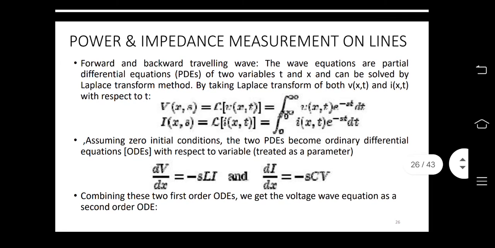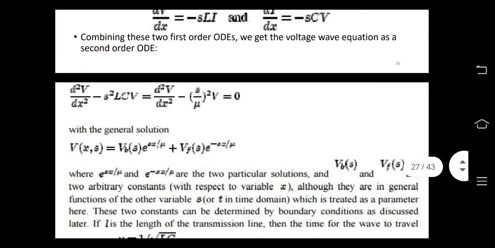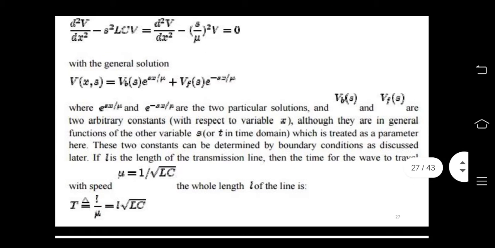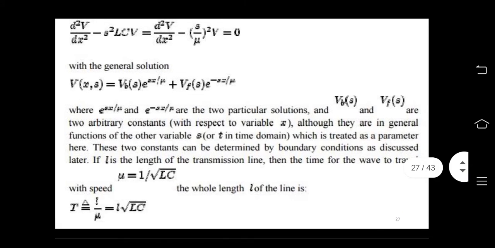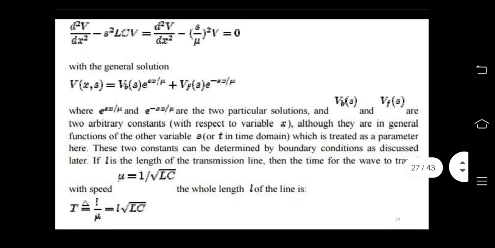Combining these two first order ODEs, we get the voltage wave equation as a second order ODE. So we get d square V by dx square minus s square LC V, which is equal to d square V by dx square minus s by mu the whole square into V, equal to 0. The general solution for this equation is V of x comma s equal to Vb, the backward voltage of s, into e power s x by mu, plus Vf, the forward voltage, into e power minus s x divided by mu.